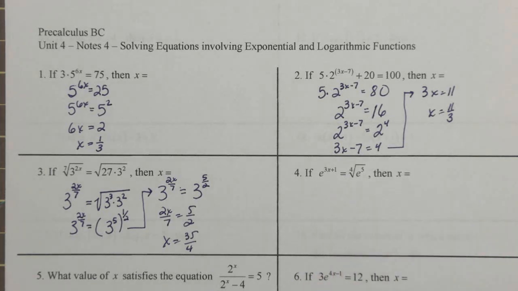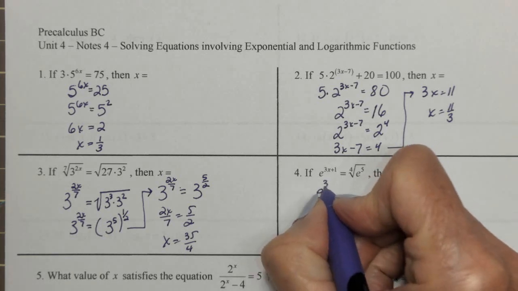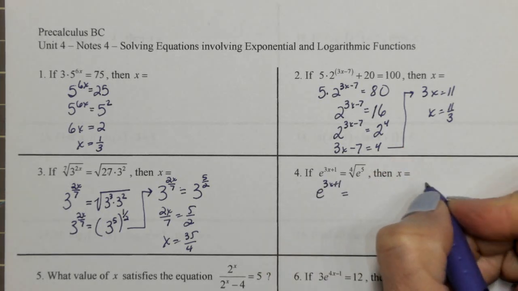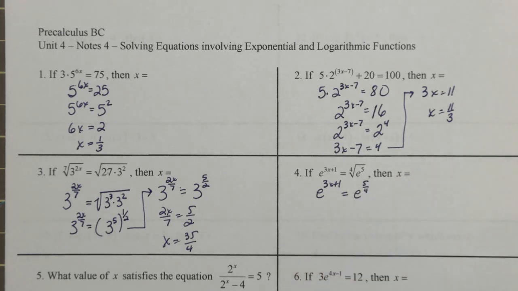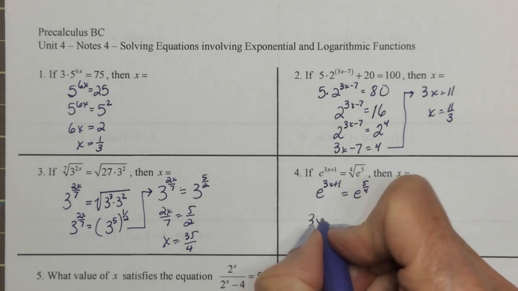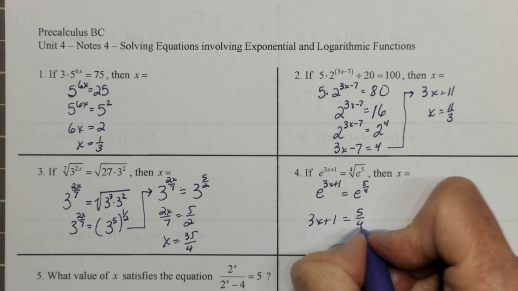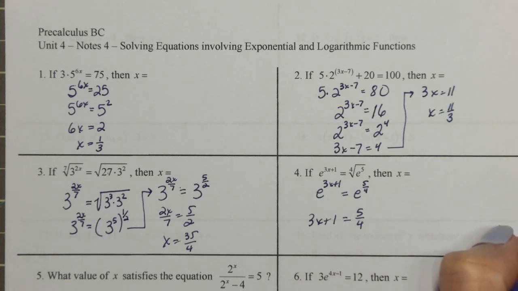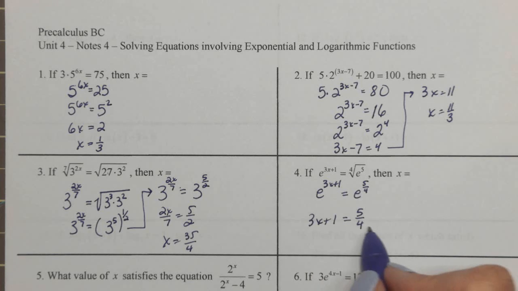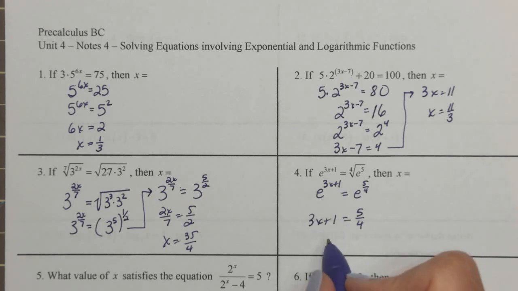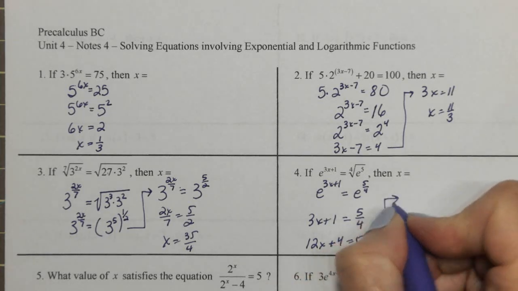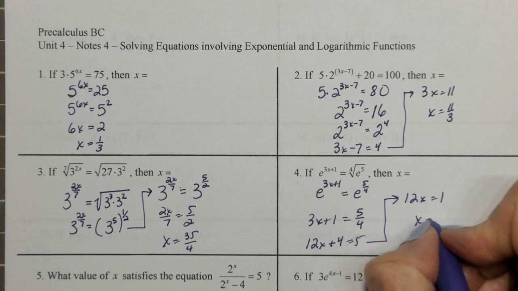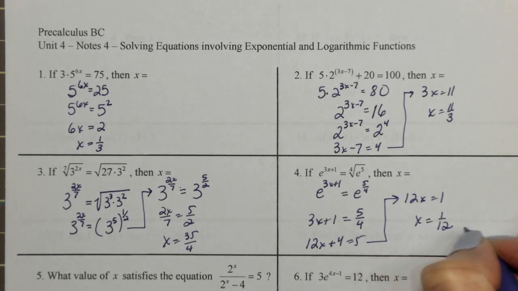Here's another one where I'm going to get the same bases. So the base is e. E is just a number. So e to the 3x plus 1 is e to the 5 over 4. So 3x plus 1 must be 5 over 4. I could do a couple of different things here. I'm going to multiply both sides by 4. If I multiply both sides by 4, I get 12x plus 4 is 5. So 12x is 1, and x is 1 over 12. Could have approached that a couple of different ways.